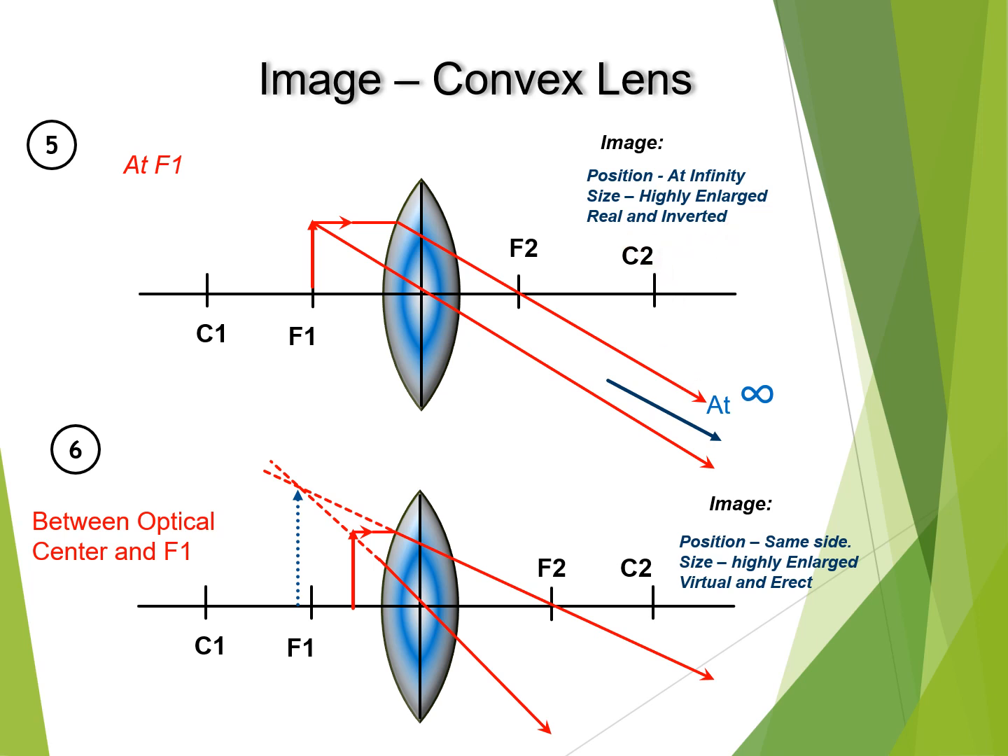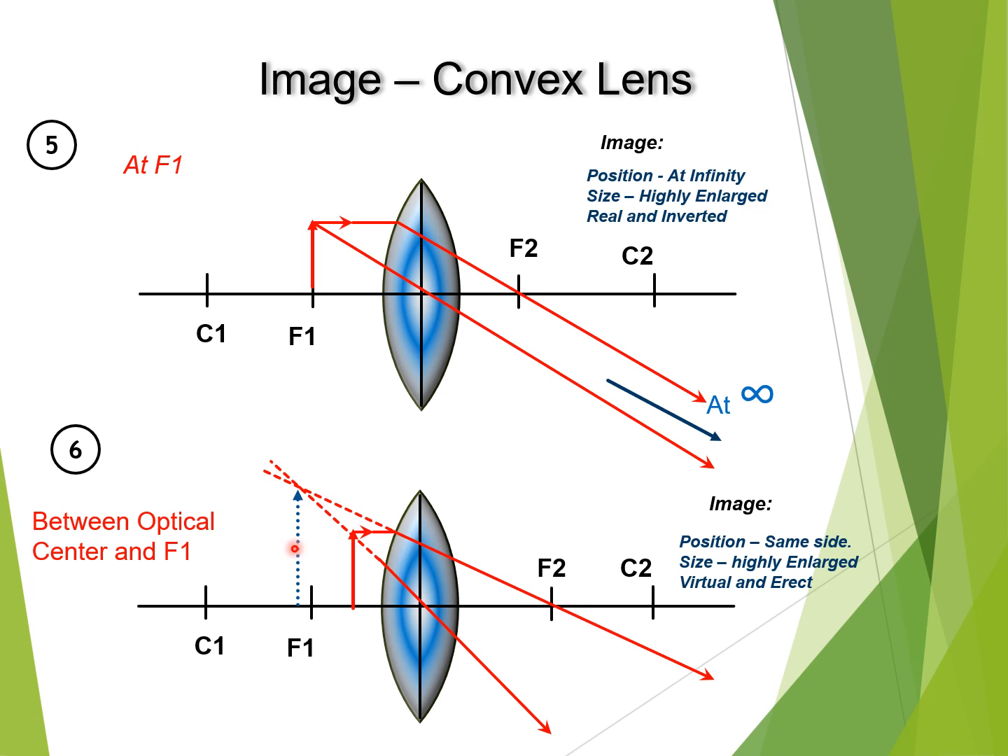Friends, the last position is between lens and focus. If the object is placed between lens and focus, you can see the parallel ray is passing through the focus point and the ray passing through the optical center. These two rays, you can see the gap is widening. So they will not meet, even at infinity, they will not meet. So what will happen? If we extend these two behind, we'll see that these are meeting behind the object.